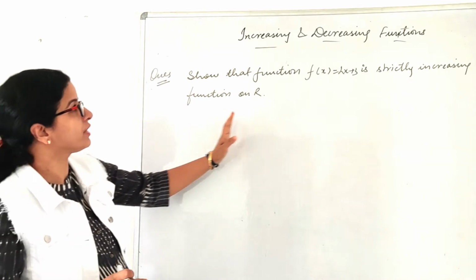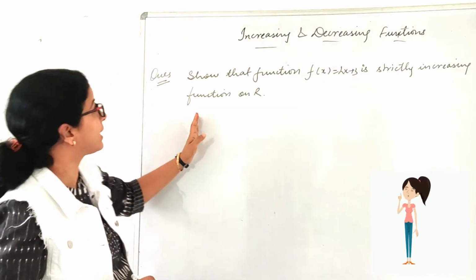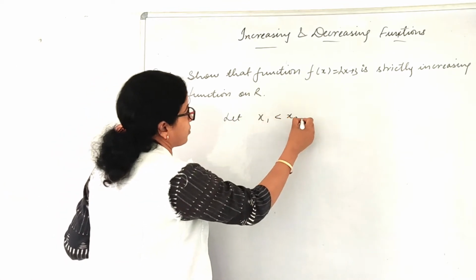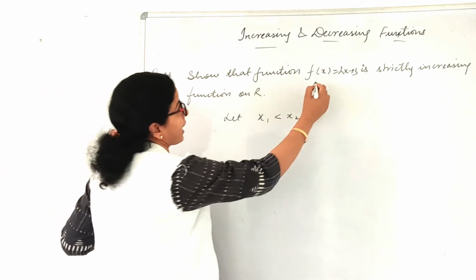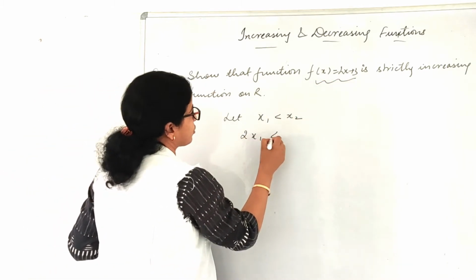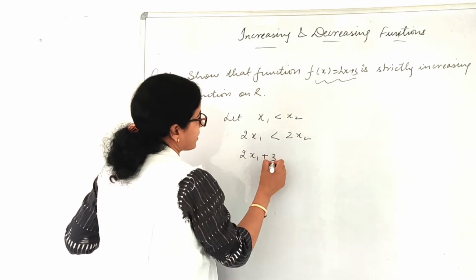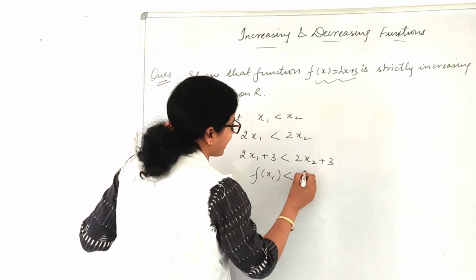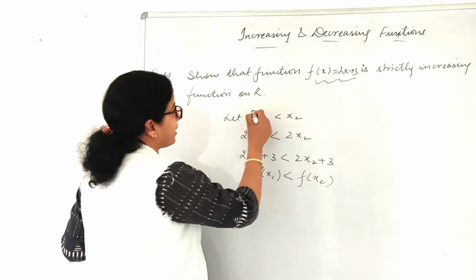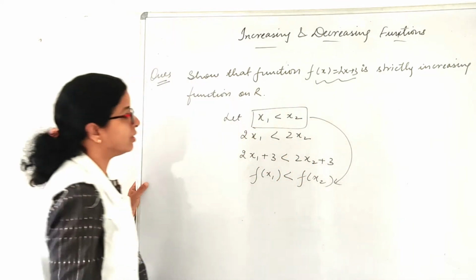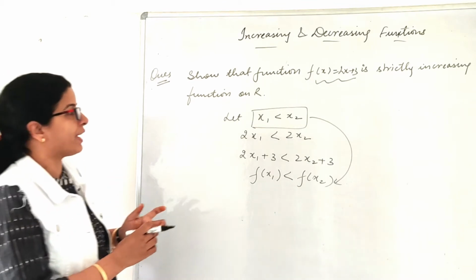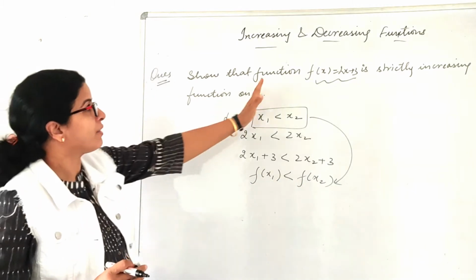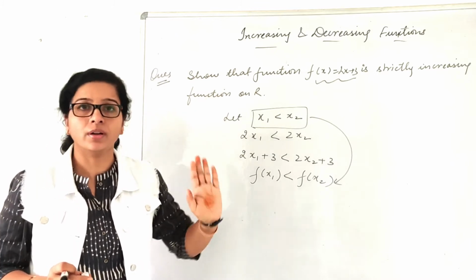Let us take this example. Show that the function f(x) = 2x + 3 is a strictly increasing function on R. Let x1 be less than x2. So 2x1 will also be less than 2x2. If we add 3 to both sides, the inequality will remain the same. So what does that imply? f(x1) will be less than f(x2). I started with the elements and got the images with the same inequality. If x1 is less than x2, f(x1) is also less than f(x2). This shows that my function is a strictly increasing function on R.